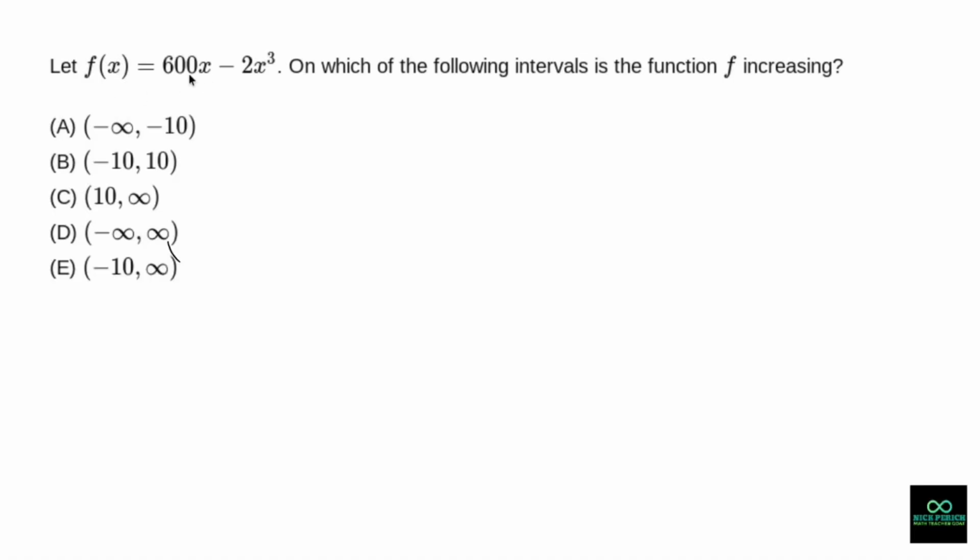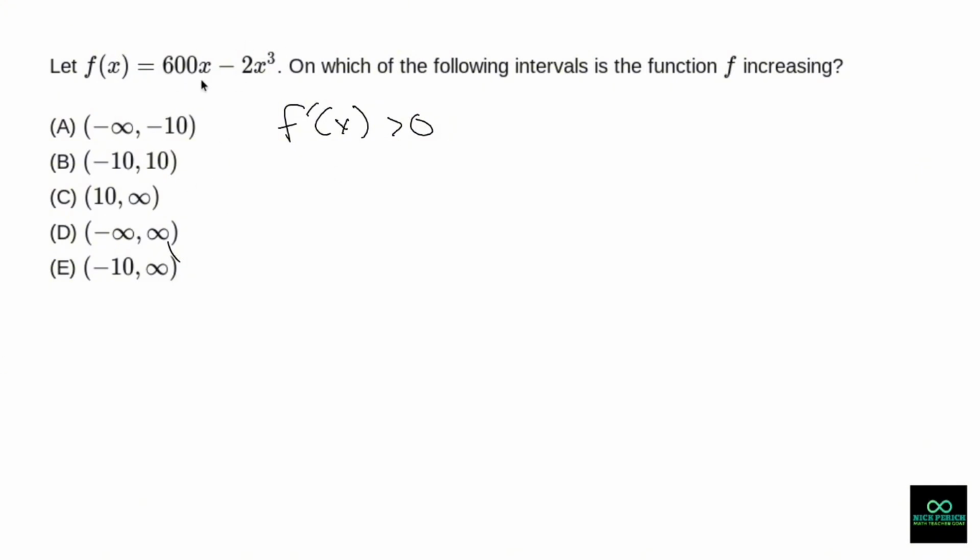Let f of x equal 600x minus 2x cubed. On which of the following intervals is the function f increasing? If I want to find out when a function is increasing, that means I care about when its derivative is going to be positive. So this is going to be a three-step process.